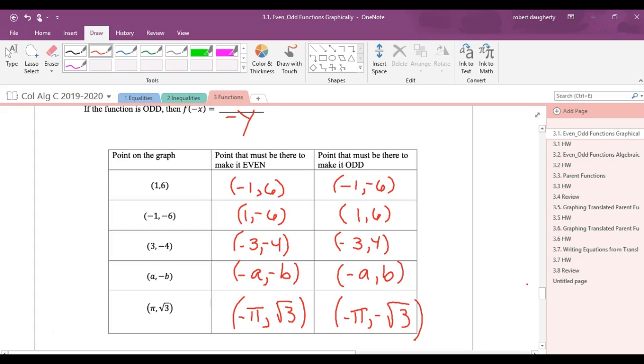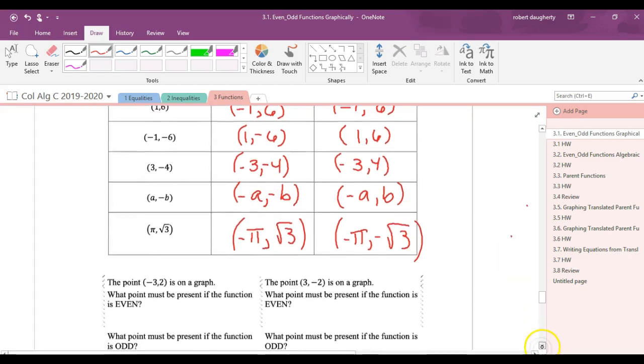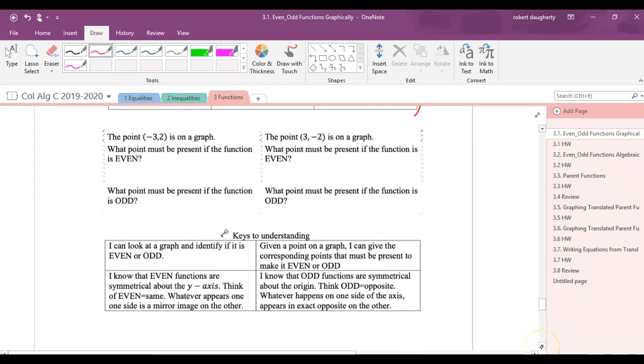So all I'm figuring out, if this point is on a graph, if it's even, when I take the opposite x value, I get the same y value. If it's odd, when I take the opposite x value, I get the opposite y value, okay? So we'll get more into that when we get into tomorrow's lesson. So you guys answer these questions right here. I've got several examples of that where I give you a point. See if you can get this straight.